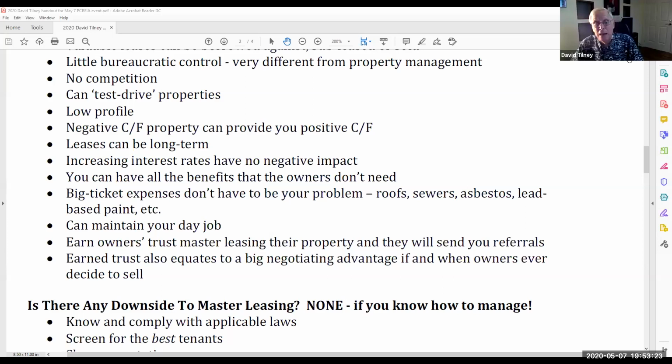Unless your lease is tied to the payments, you get to negotiate what makes sense to you. And you can negotiate a step rate lease, where you pay a certain amount for some period of time and that steps up to a different amount. All of those things are possible. You can have all the benefits that the owners don't need. And that's really a big deal.